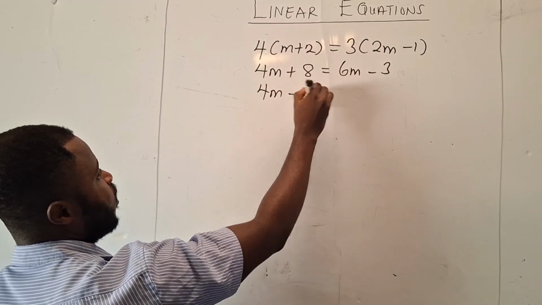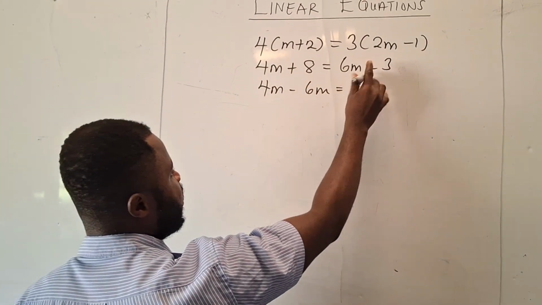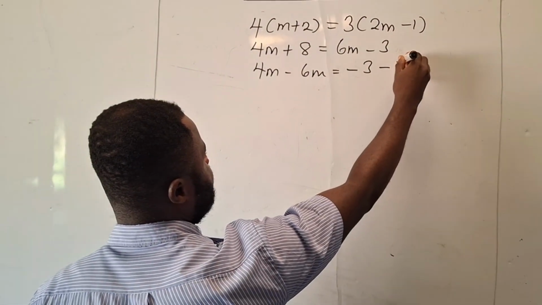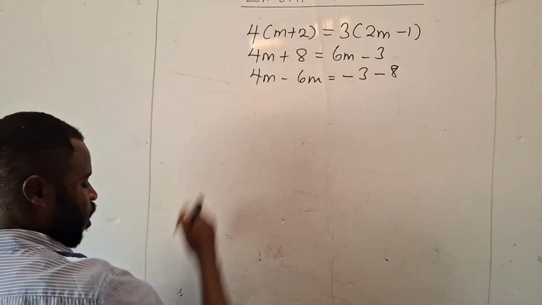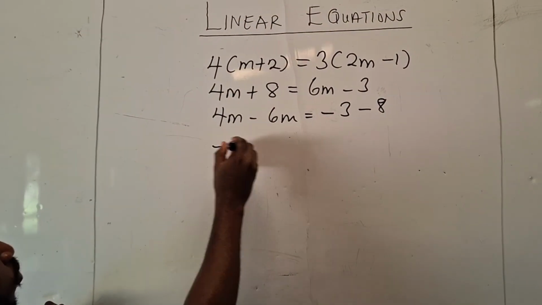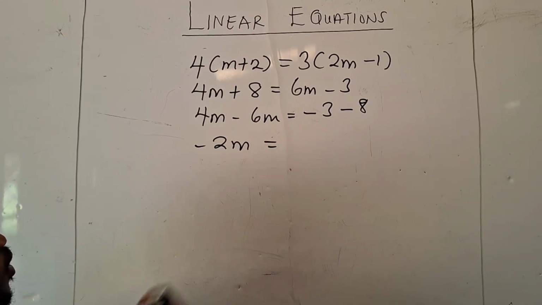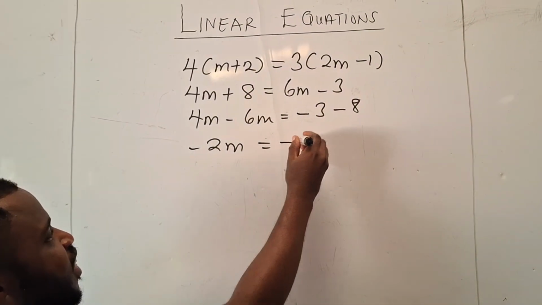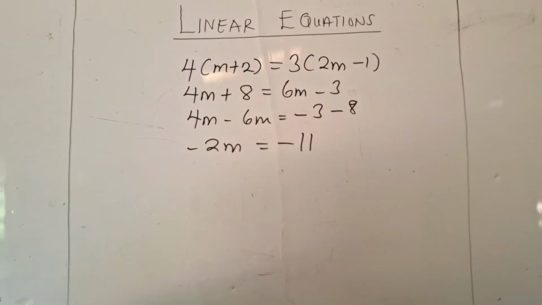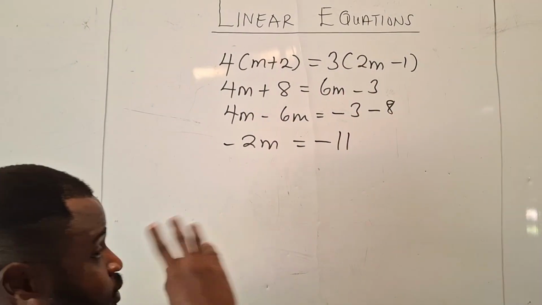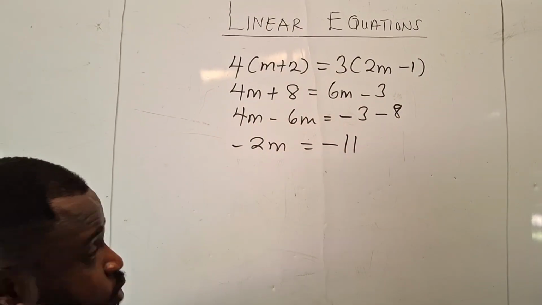Now we group like terms once again. 4m, this one will come here, 6m, is equal to negative 3, then this one will also cross here, negative 8. Now 4m minus 6m. The 6 is bigger than the 4, so this gives negative 2m. Now negative 3 minus 8 will give us negative 11. You are owing 3, you want to borrow another 8. This one, your debt will increase.